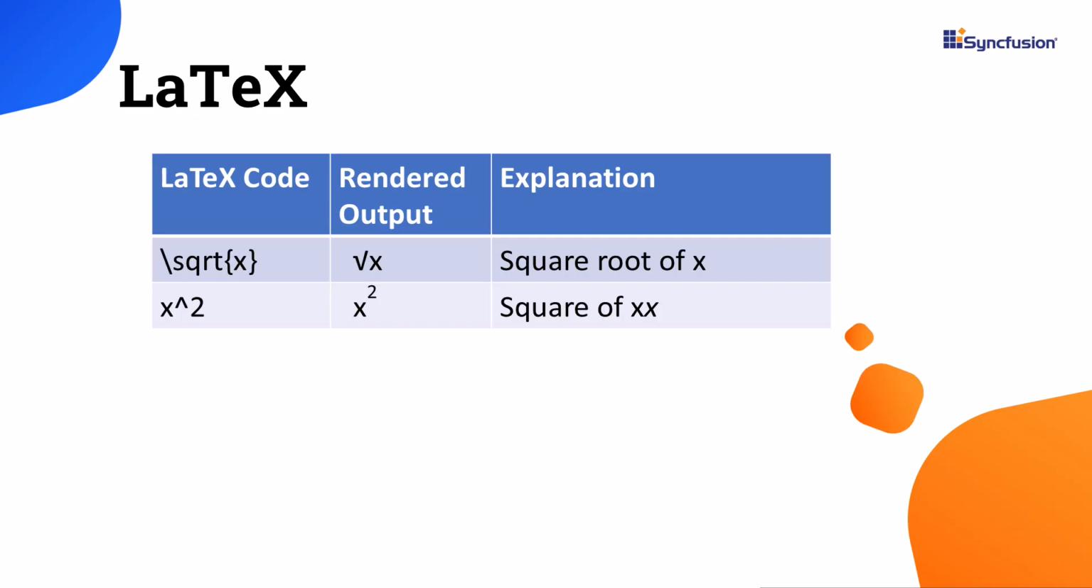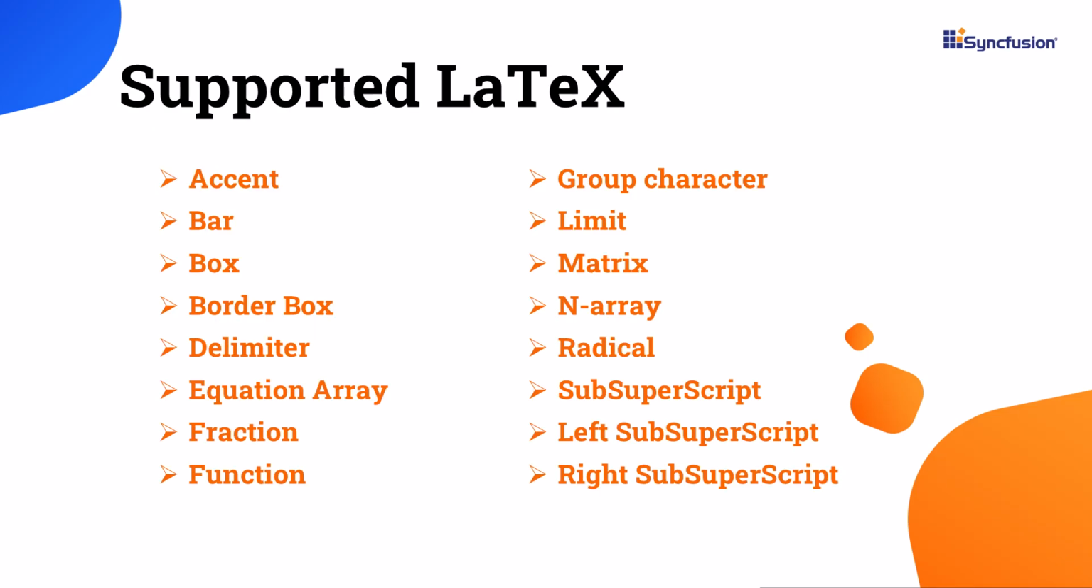Let's see how to write the square root of a number. You can use this code, and the rendered output will look like this. These are the types of LaTeX equations supported by the Syncfusion Word Library. For more details, refer to the user guide link in the card above.